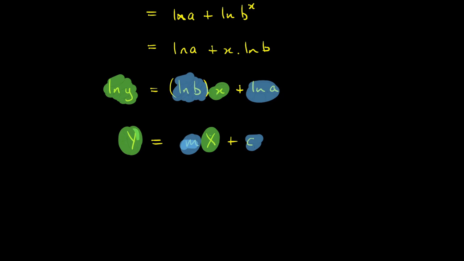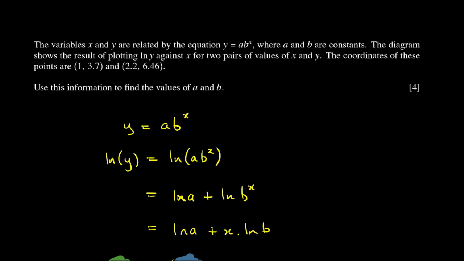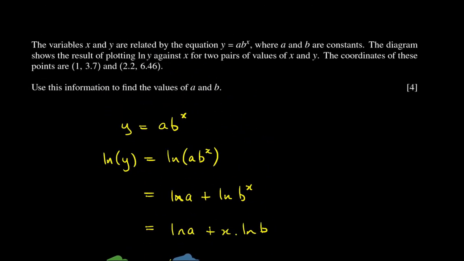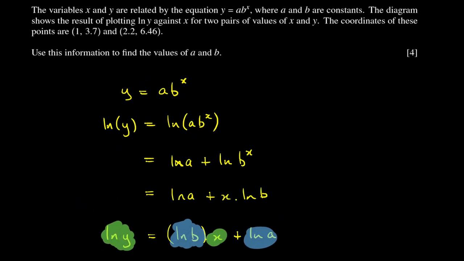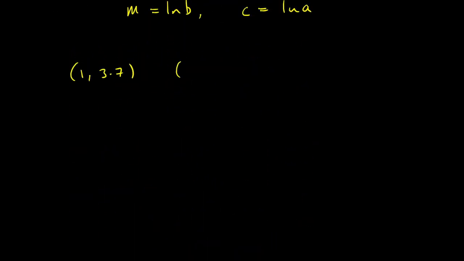So I'm just going to write that down. That's the key thing, that the gradient m would be equal to ln b, and also that the y-intercept c would be equal to ln a. Okay, so basically what we want to do is find the gradient and the y-intercept. Well, we've got 2 points, don't we? 1, 3.7. Write that down here. 1, 3.7. And we've also got the point, what was it? 2.2, 6.46. So 2.2, 6.46.